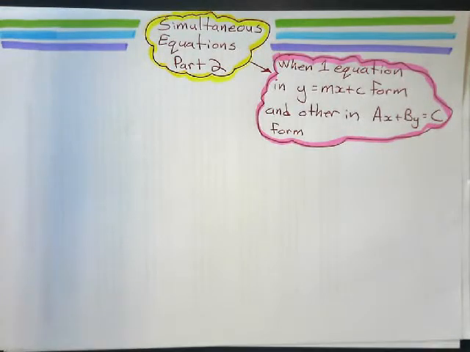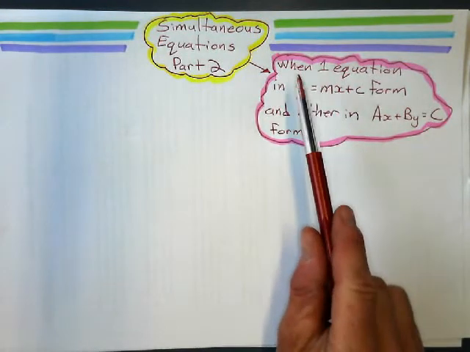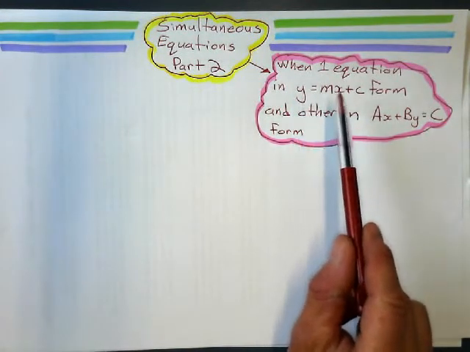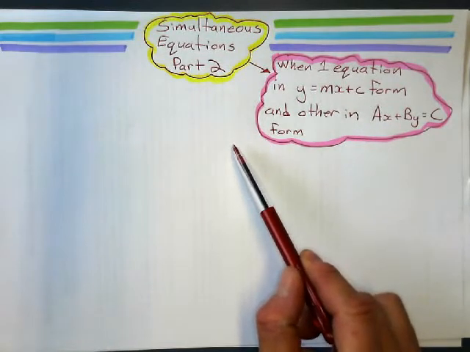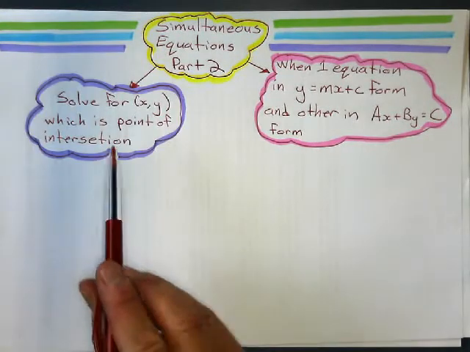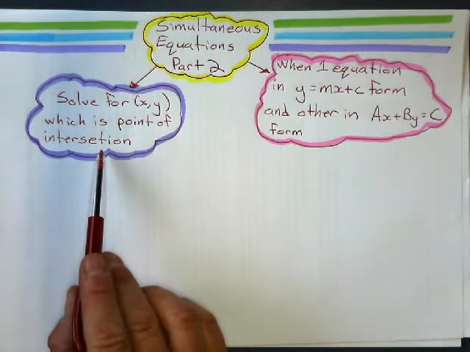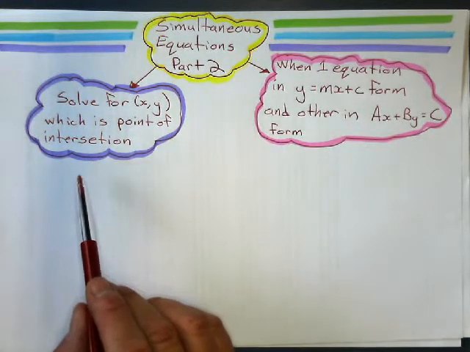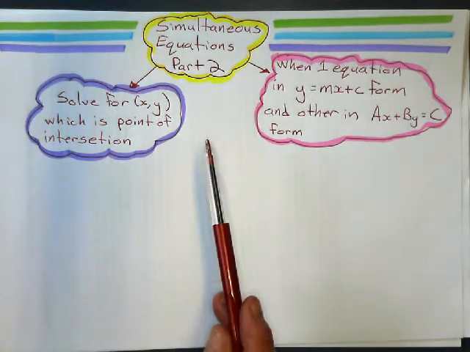So what's going on here? The difference from the last lesson is one equation is going to be in gradient-intercept form, and the other one's going to be in standard form. And we want to solve for x and y. So we're solving for a point. We're solving for x, y, which will be the point of intersection of the two lines, which we're not graphing. We're going to be doing it with algebra instead. So let's look at example 1.